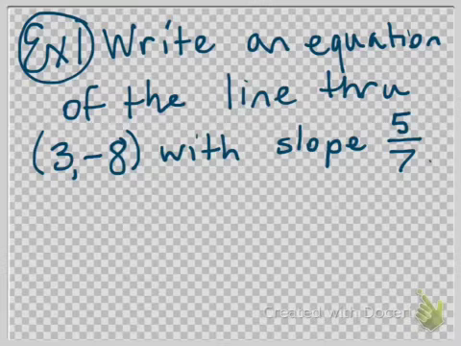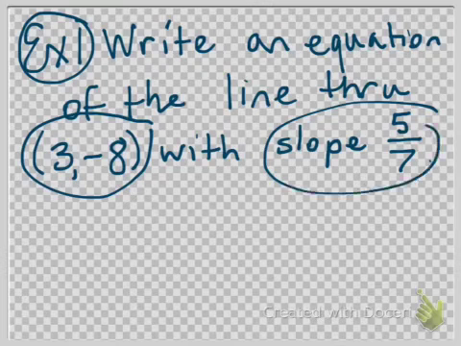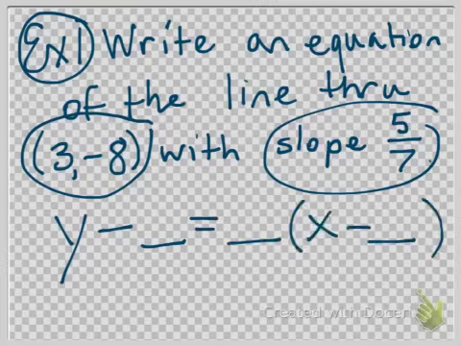In example 1, we're asked to write the equation of a line through the point 3, -8 with slope 5/7. Since we're given a point and a slope, we don't have to be told to use point slope, but since that's what we're given, that's what we're going to use, because we always want to make it as easy as we can. Well, point slope is y minus blank equals blank times x minus blank. Don't forget the parentheses, because that will make a big difference later on when we write it in other forms.